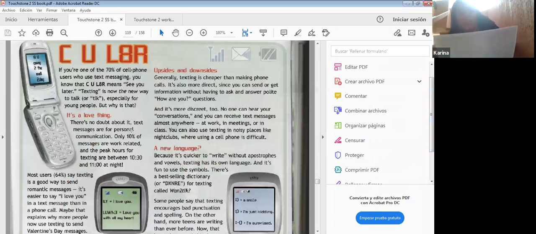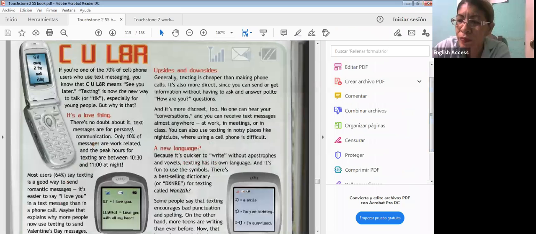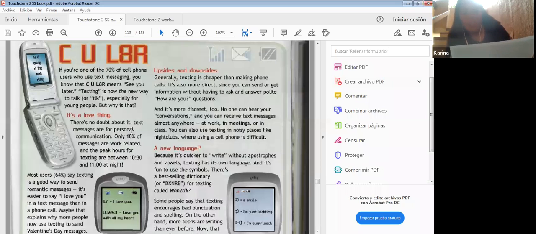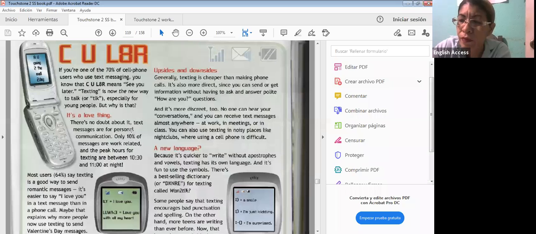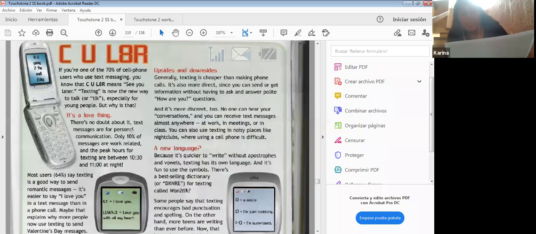See you later. If you're one of the 70% of cell phone users who use text messaging, you know that "see you later" means see you later. Texting. Texting is now the new way to talk, or TLK, especially for young people. But why is that?